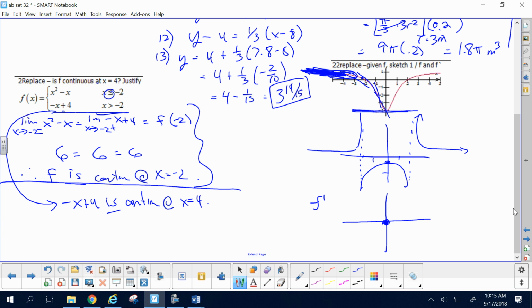So I'm thinking like this. Now, as we get here, they get steeper and steeper and steeper. So the slopes should get negatively bigger and bigger and bigger. But then what happens is we get closer and closer to 0. They start getting closer to flat.